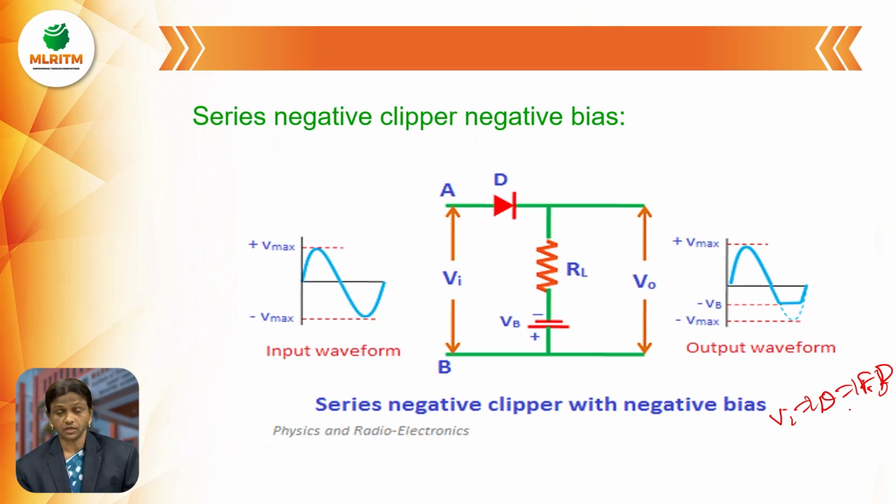Next, during the positive half cycle, due to VB, the negative terminal is connected to the cathode of diode D, so diode D is in forward bias. Due to VI, diode D is in forward bias, and due to VB also, diode D is in forward bias. So there is no need to check VA less than VB or VA greater than VB.